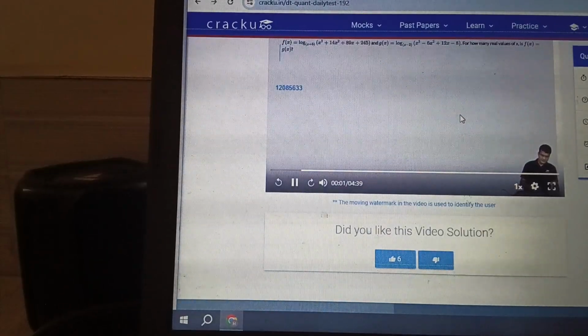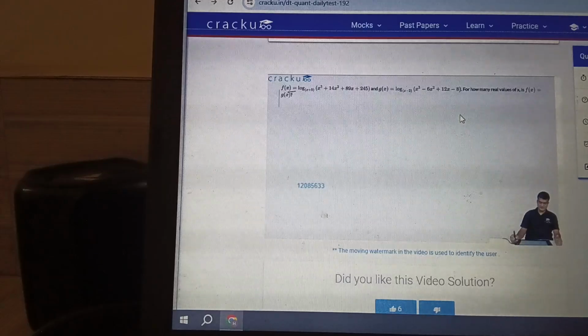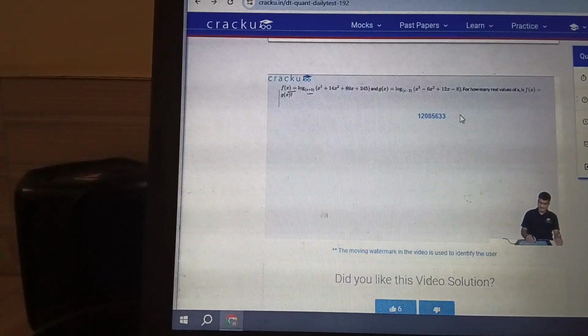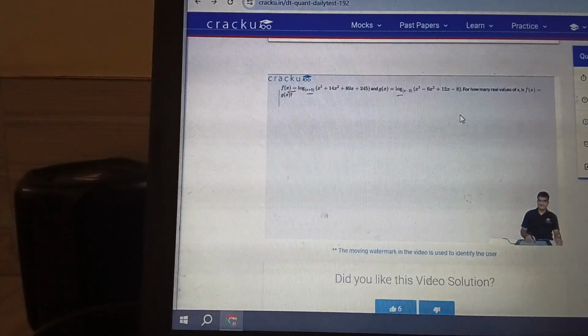In this question we are given two functions. Function f of x is equal to logarithm of x cube plus 14x square plus 89x plus 245 to the base x plus 5, and the function g of x is log of x cube minus 6x square plus 12x minus 8 to the base x minus 2.